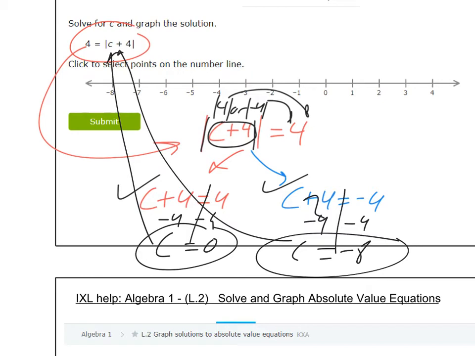If I plug in 0, 0 plus 4 is 4. Absolute value of 4 is 4. If I plug in negative 8, negative 8 plus 4 is negative 4. Absolute value of negative 4 is 4. So yep, those will be my two cases, and then what you do is you plot them on the number line up here. So you put a dot at 0 and a dot at negative 8, and it'll give you those options, and you click submit, and you should be right on that one.